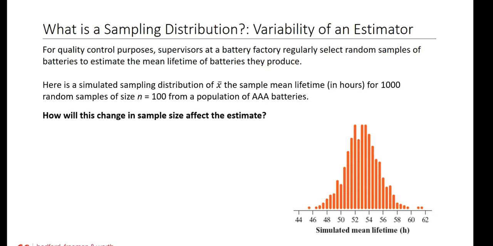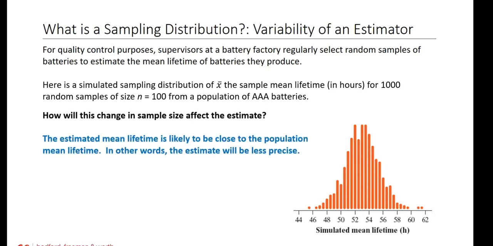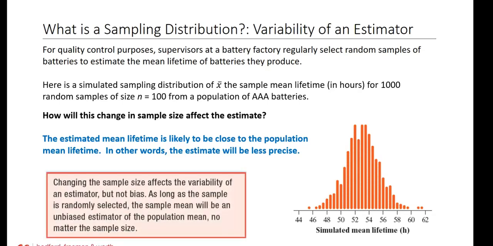How will this change in sample size affect the estimate? That's interesting. Would the estimate change much? It's not going to change much, but it's just a little bit more precise, or easier to see the results, when you have a larger sample size. So the means of both of them should be pretty close, but just not quite as precise and obvious. Changing the sample size affects the variability for sure, but not bias. As long as the sample is randomly selected, the sample mean will be an unbiased estimator of the population mean, no matter the sample size.